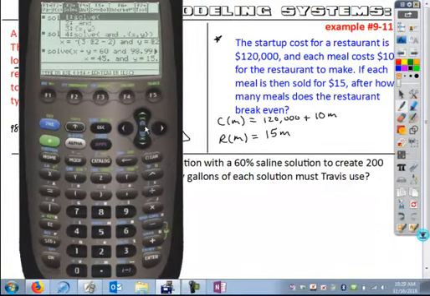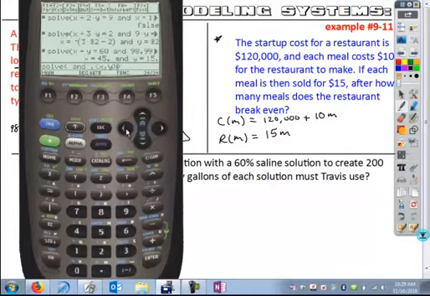Okay, so if you go to your system solver again, now even though I represented this in terms of a function and the m values, I'm going to replace this with a y. So y equals 120,000 plus 10x, so I don't have to change my variables in the template. And then next, my y equals 15x. Again, I'm setting my y's equal to each other. I want to find where these two values are the same, so I can label them the same variable.